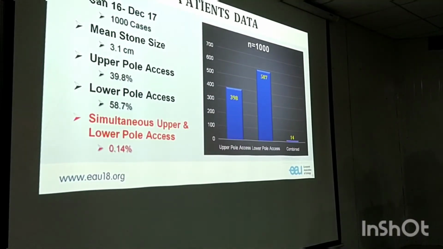So you can see the patient data. From January 2016 to December 2017, 1000 cases were performed. Mean stone size was 3.1 centimeter. Upper pole access was 39%. Lower pole access was 58%. Simultaneous upper and lower pole access was 0.14%. This type of simultaneous approach was used for complete staghorn stone, performed in the same setting.